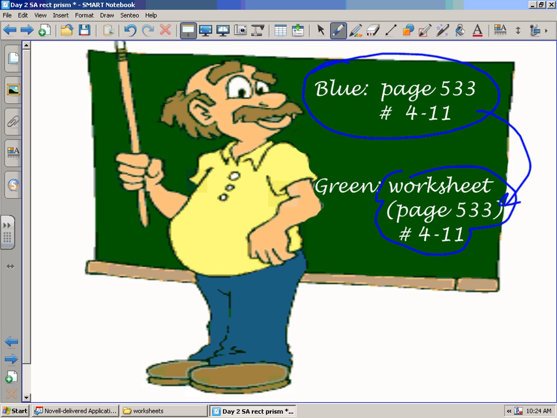Now, if you're in the green book and you don't have your math book, or if you are at home and you don't have your math book, there's 2 ways to get this page. Number 1, under the worksheet section of my web page, you could download the worksheet, or you can also access the blue book, regardless of what class you're in, and just go to page 533. So you can either download it off my web page or open up the text online and use it that way.